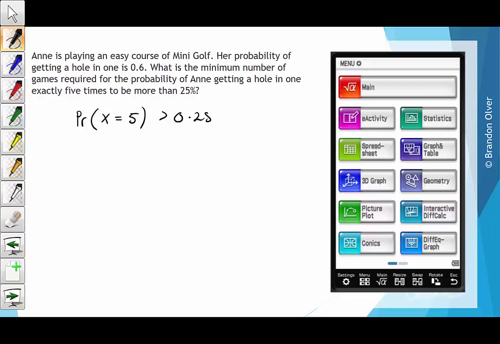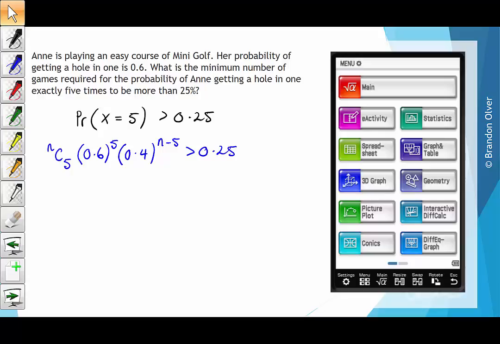than 0.25. So we know the probability that x being exactly 5 is given by the binomial distribution, and that is to say that the number of games, and we select 5 of those to be successes, so here n is unknown, and we multiply that by the probability of success raised to the number of successes that we require, so that's 5, and then we have the probability of failure, which is 0.4, raised to the number of failures, which is going to be n minus 5, or all the games where he didn't have success. And we want that to be greater than 0.25.